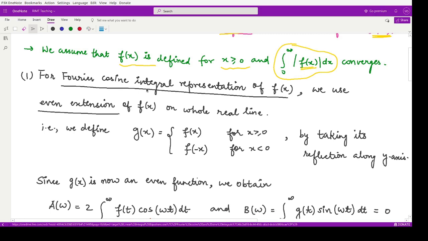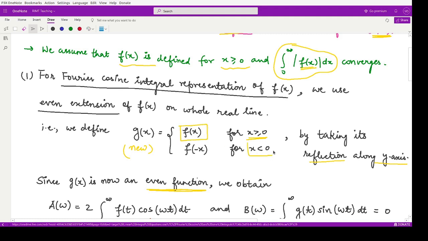For the Fourier cosine integral representation of f of x, we use the even extension, as we have done in the half series cases, on the whole real line now. So we convert our given function f of x into some new function g of x, where we take its reflection along the y-axis so that it becomes an even function. How does it become an even function? For all values of x greater than or equal to 0, it is the function itself. That means we are not changing anything.